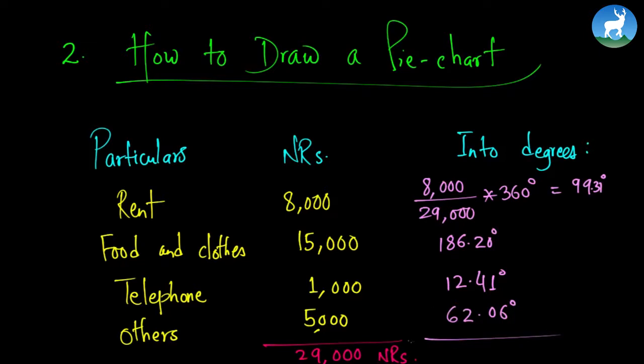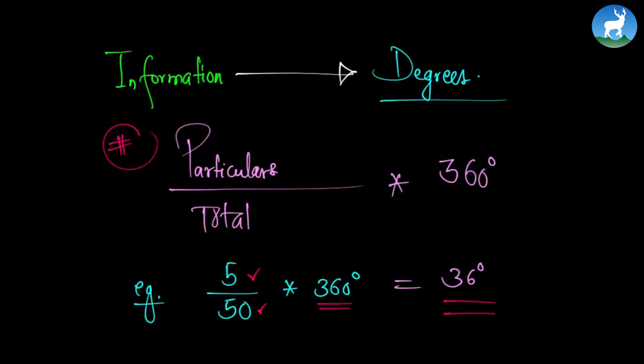If you add everything up, you should get 360 degrees. So go on, add 99.31 with 186.20 with 12.41, and finally there's 62.06. If you add everything up, you'll get 359.98 degrees, which is roughly 360 degrees. So the calculation is correct. We applied this formula and we converted information into degrees. That is what we did.